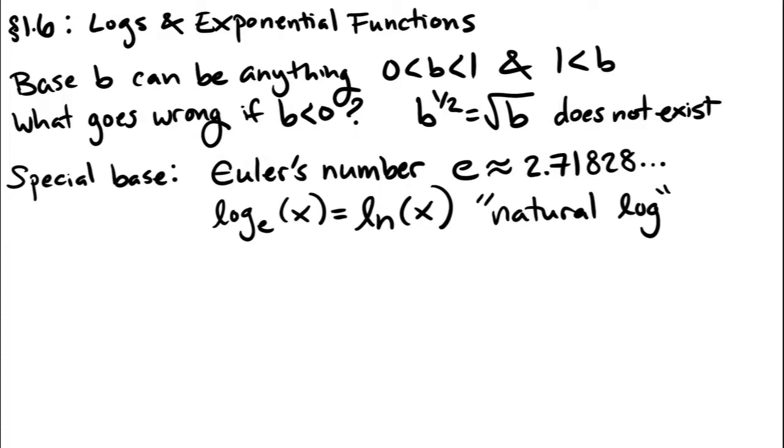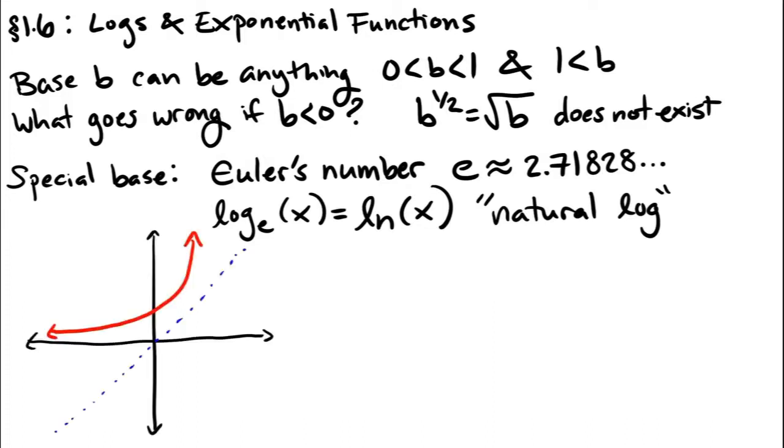What does the graph of ln x look like? Well, since ln x is the inverse of the function e to the x, we can start with that graph and then flip it over the line y equals x. Every point on the graph of y equals e to the x is going to correspond to a point on the graph y equals ln x, just by switching the coordinates.